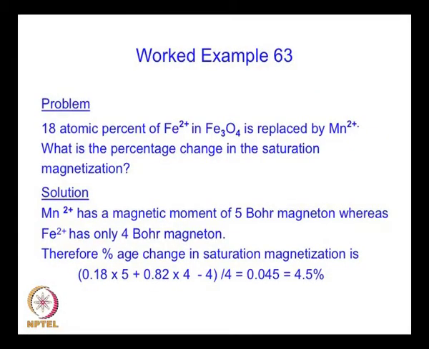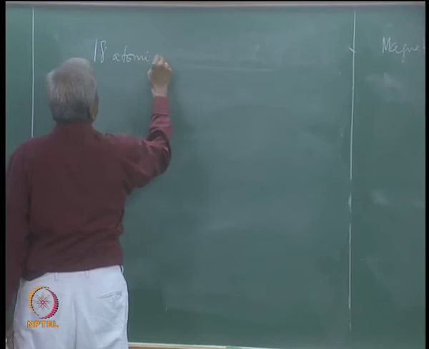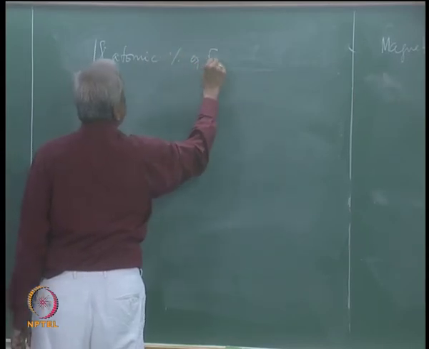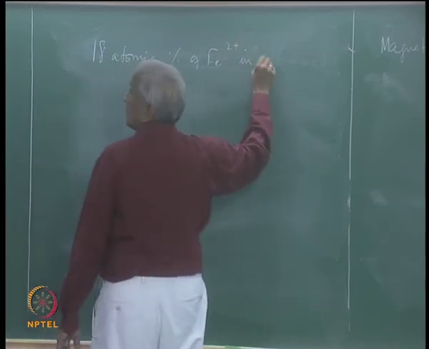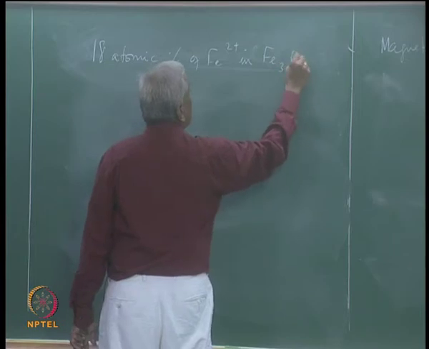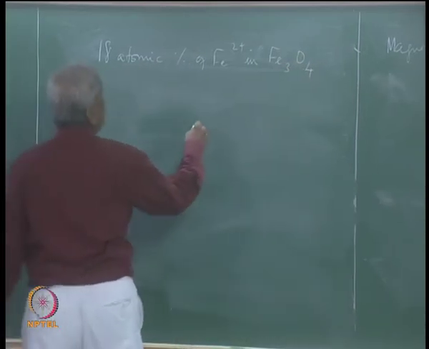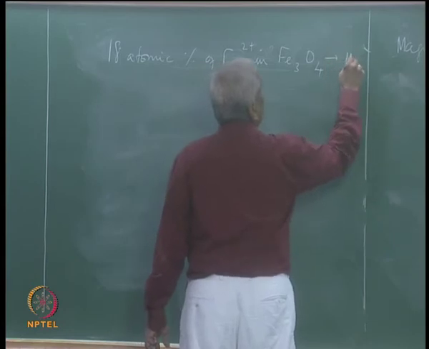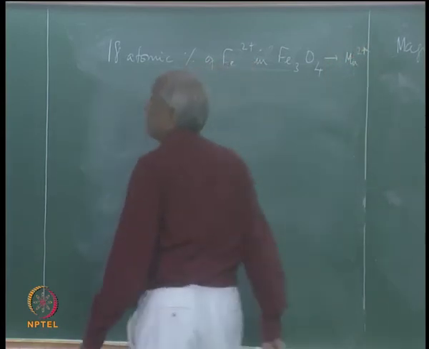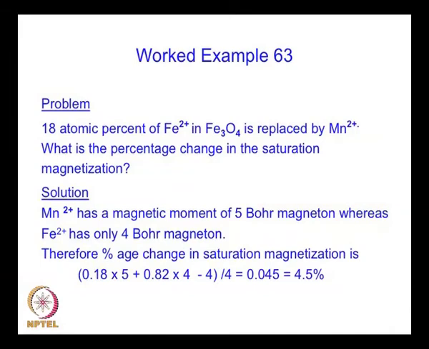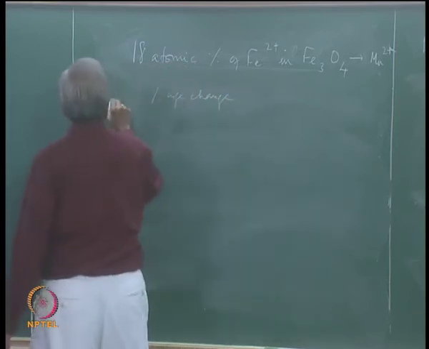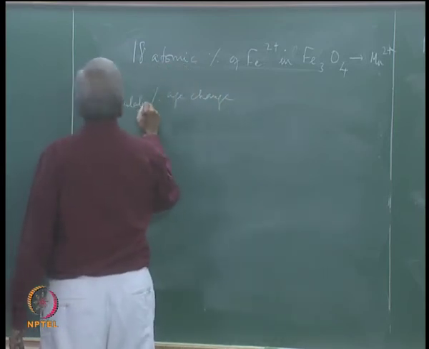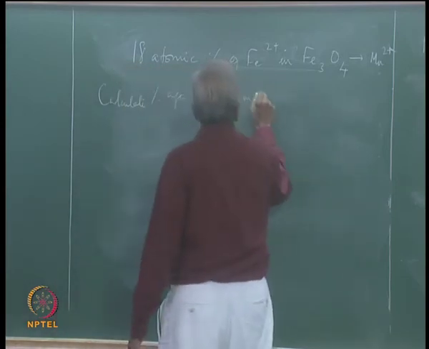Next is a problem on ferrites, in which we are told 18 atomic percent of iron 2 plus in magnetite is replaced by manganese 2 plus. We are asked to find the percentage change in MS, the saturation magnetization.